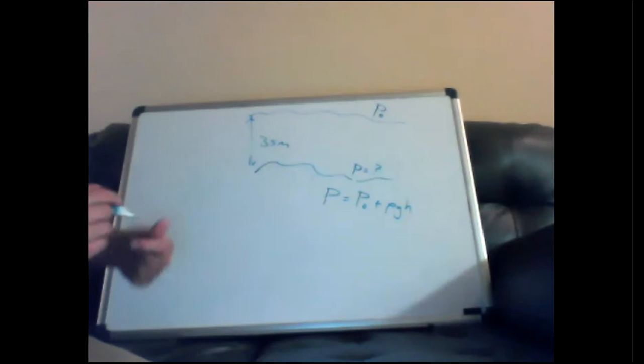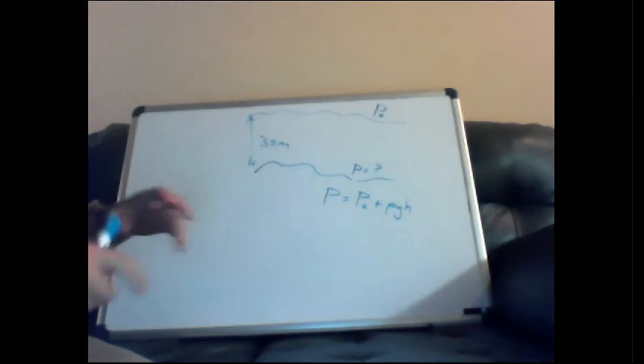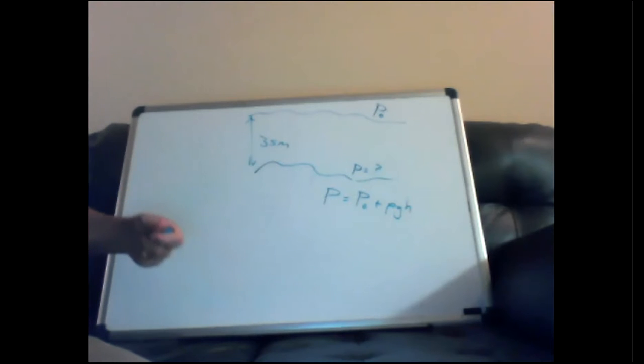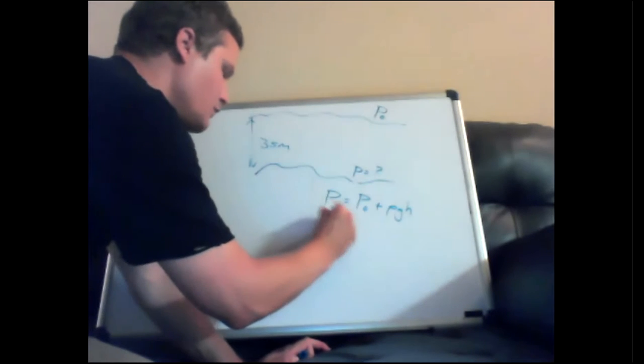Gauge pressure says instead of using my zero as the vacuum, I'm going to use my zero as the atmosphere. And so therefore the gauge pressure is what pressure do you feel minus the atmospheric pressure. Another way of putting that is just to say that the gauge pressure is just rho GH.